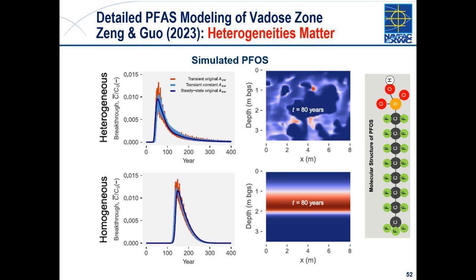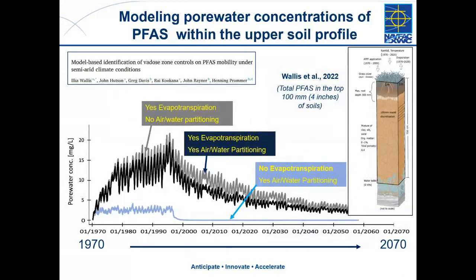In slide 53, this is coming from Australia, Dr. Ilka Wallace, just a really nice, elegant paper. And here is this modeling from 1970 to the year 2070. The x-axis is the total PFAS pore water concentration of that cross-section you see there. And you can see they've got these three big pieces. One was, yes, evapotranspiration, but they didn't turn on that air-water partitioning. Number two, yes, evapotranspiration and air-water partitioning. That light gray one's the most accurate one.